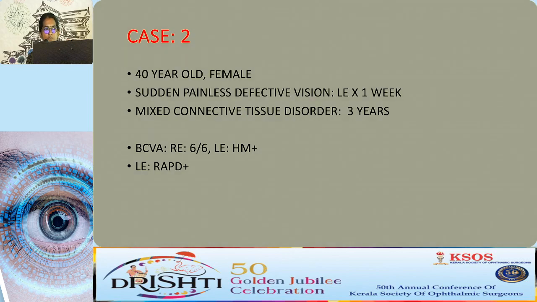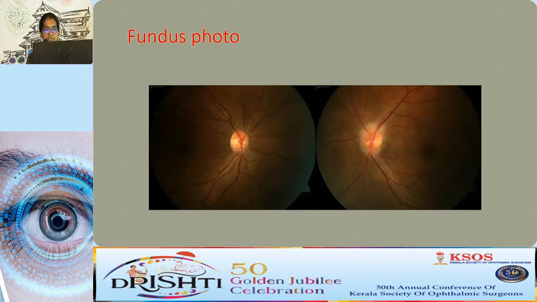And case 2 is a 40-year-old female who presented with sudden painless defective vision of 1 week duration. She was actually a diagnosed case of mixed connective tissue disorder, and the vision in the left eye was hand movements. That is a much higher visual loss, and the left eye had an RAPD. This is the fundus photo. You can see the disc edema in the left eye.